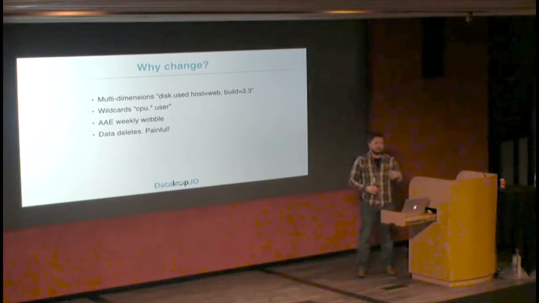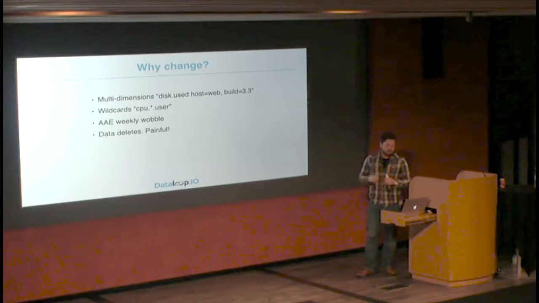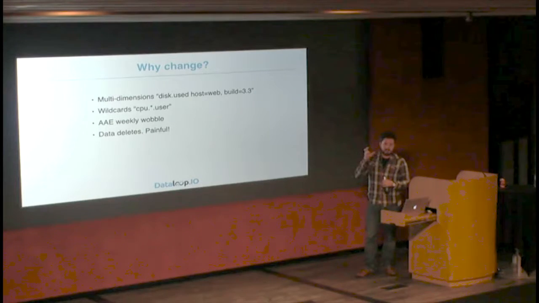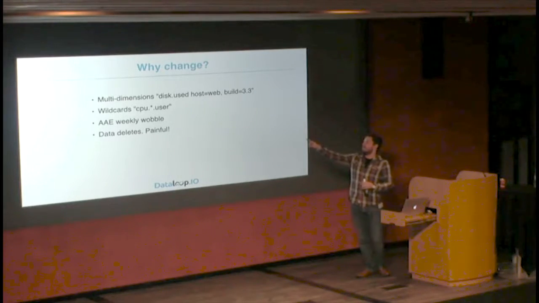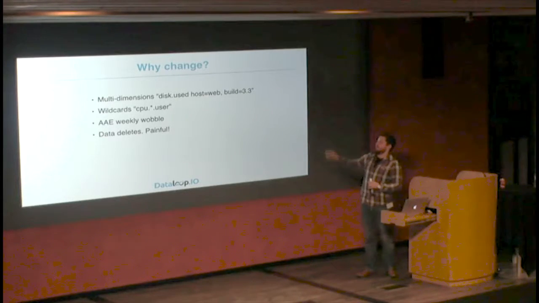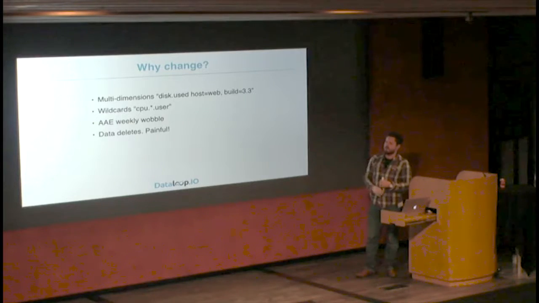They also want wildcards so that you can specify a rough query, but then add some wildcard parts in the components of your path. So here you might want CPU star user, and to plot that either as an aggregation or as all of those time series as they come in.